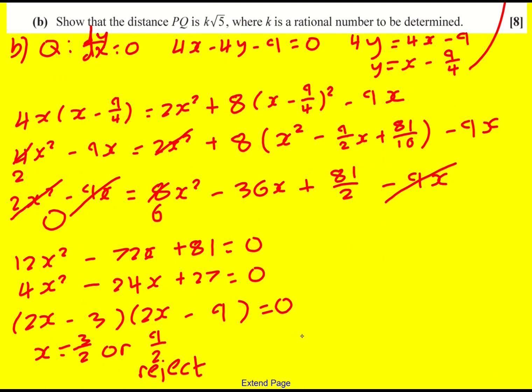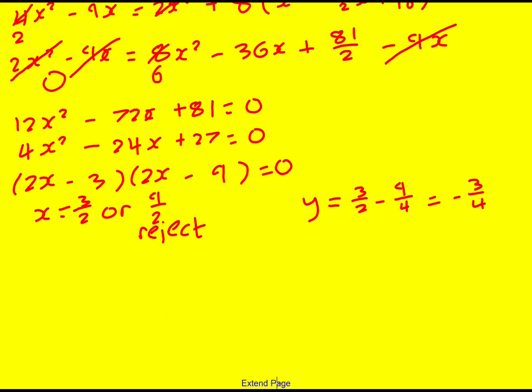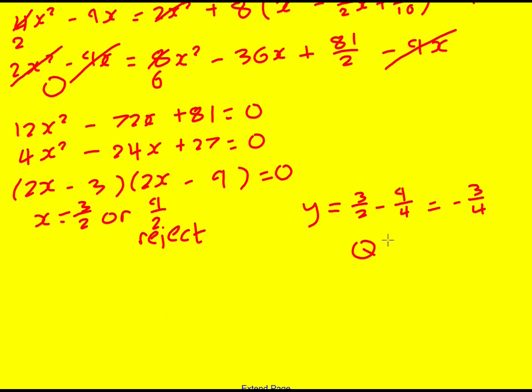And then I can find the corresponding y value. It's going to be y is 3 over 2 minus 9 over 4, which is going to be minus 3 over 4. So we've got q sorted. 3 over 2, minus 3 over 4. I'm just going to put a box around it, not because it's my final answer, but just to highlight it.